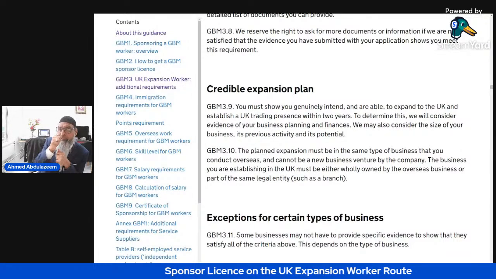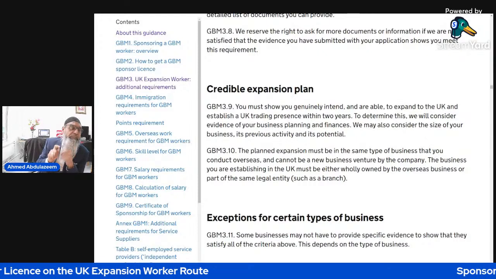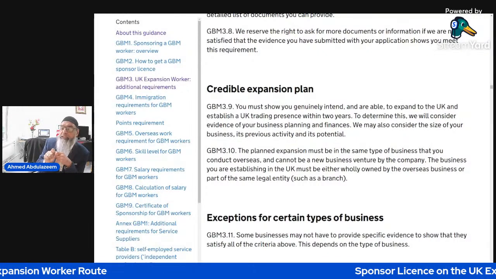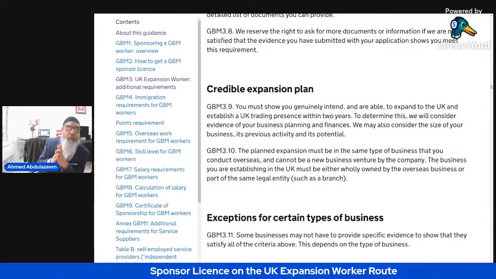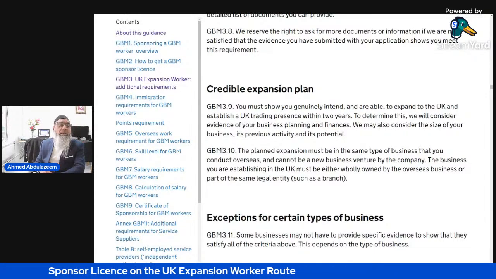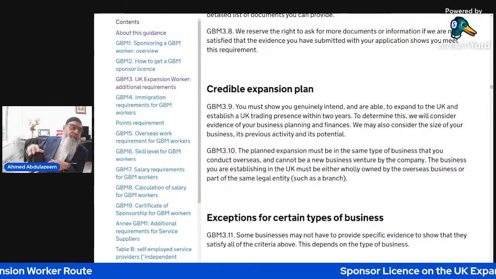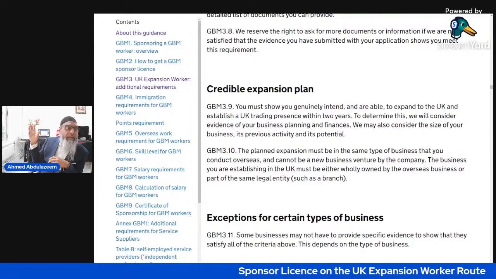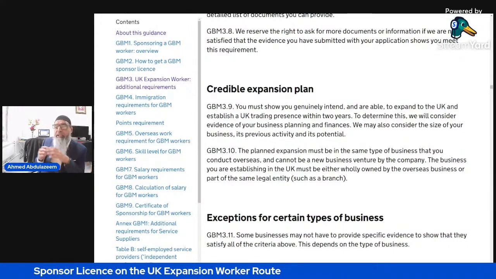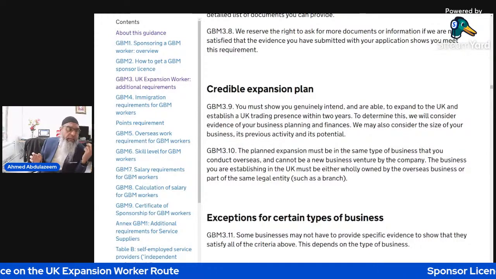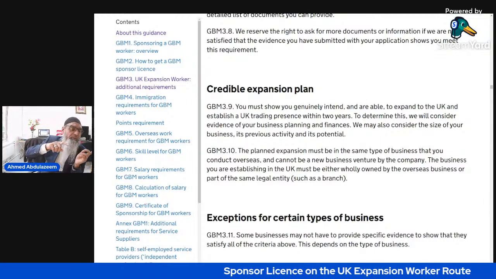The next point is the planned expansion must be in the same type of business that you conduct overseas, and cannot be a new business venture by the company. So this is one of the questions which is repeatedly being asked. People ask us, can we have one type of business back home, in the home country of the parent company? Can we start another type of business? No, it has to be the same type of business.